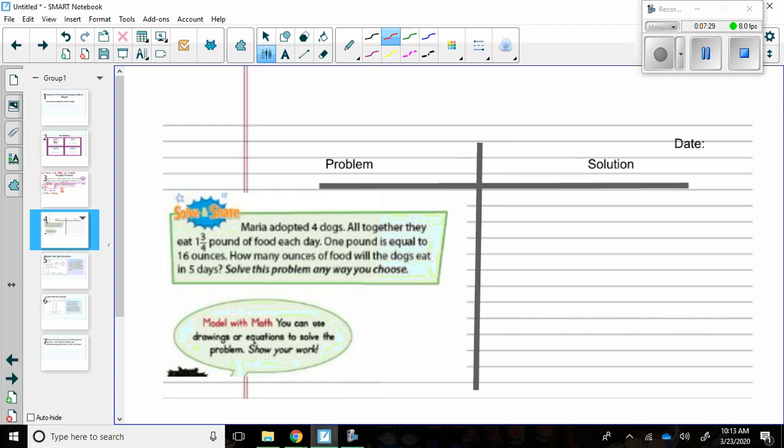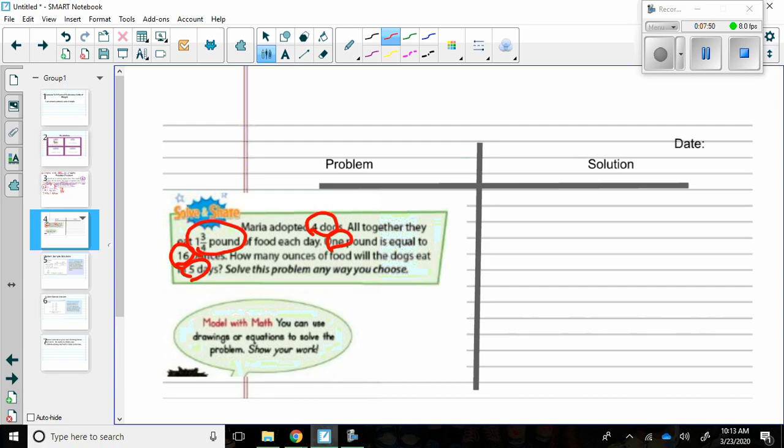So the first thing I want to do is, again, CUBES. Circle the numbers. 4 dogs, 1 3/4 pounds of food each day. 1 pound is equal to 16 ounces. How many ounces of food will the dogs eat in 5 days?